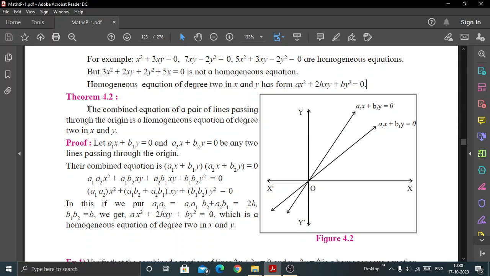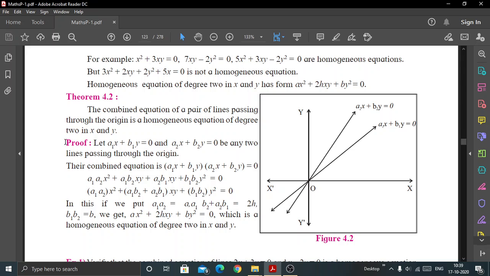Next, we are going to study the theorem: the combined equation of a pair of lines passing through the origin is a homogeneous equation of degree 2 in x and y. Consider, observe the diagram here. This is the xy plane. There are two lines passing through the origin. One is a1x plus b1y equal to 0 and the other one is a2x plus b2y equal to 0.